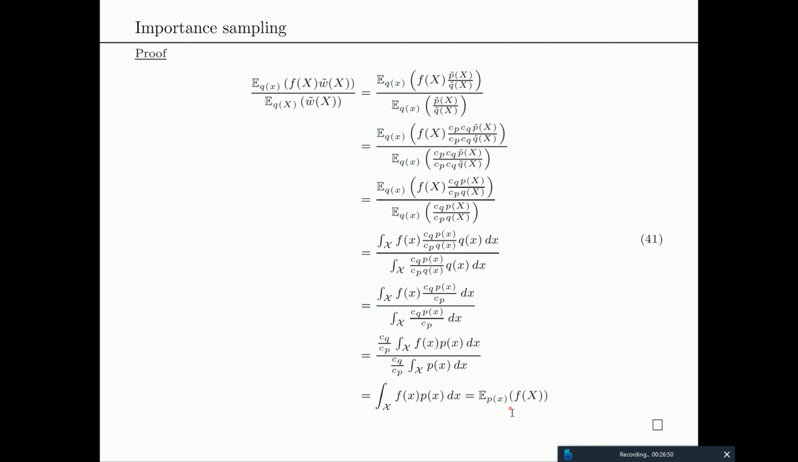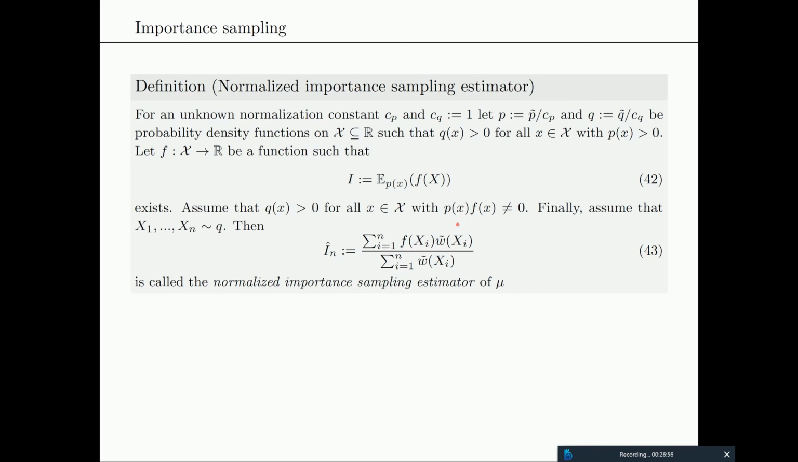So it's really straightforward. You just rewrite the integral based on the definition, and based on this, then you can also do Monte Carlo integration by evaluating this normalized importance sampler of mu, which is a typo, it needs to be of I.